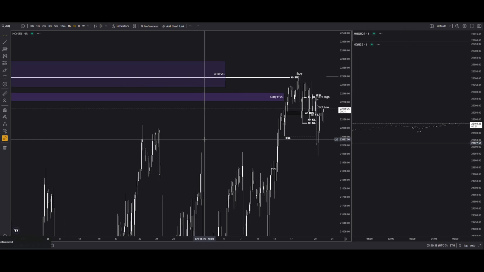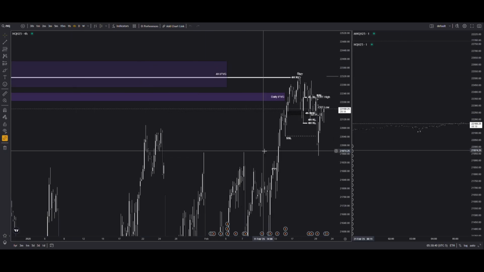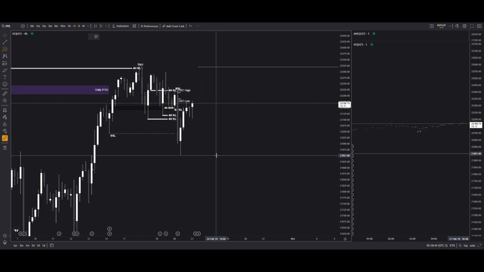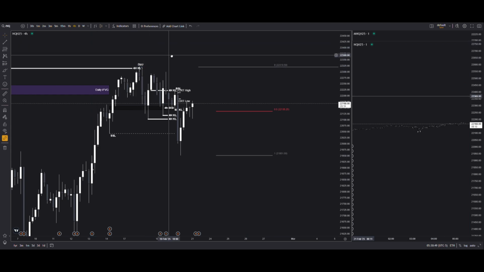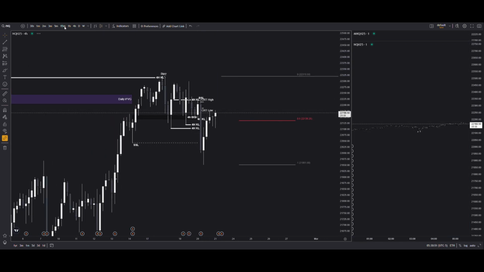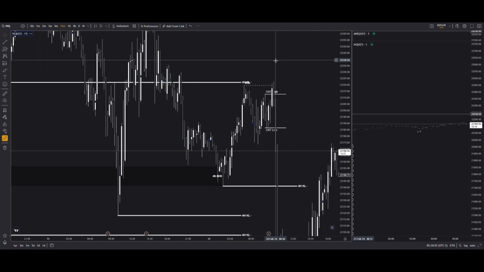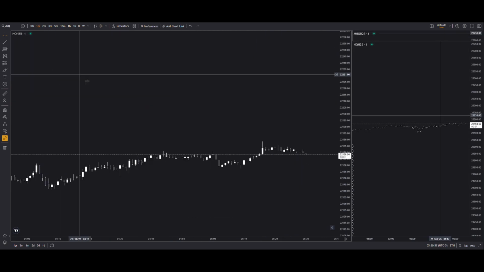Okay. And we also have this little range here as well, with SMT at these highs. Okay. So we're going to go on to the 1 minute.